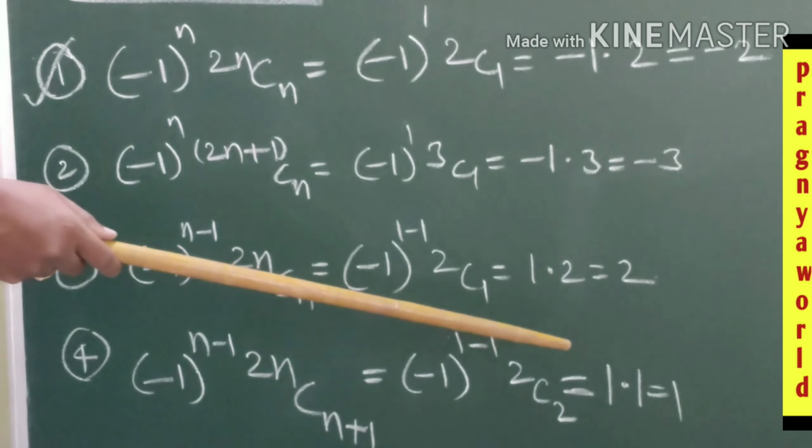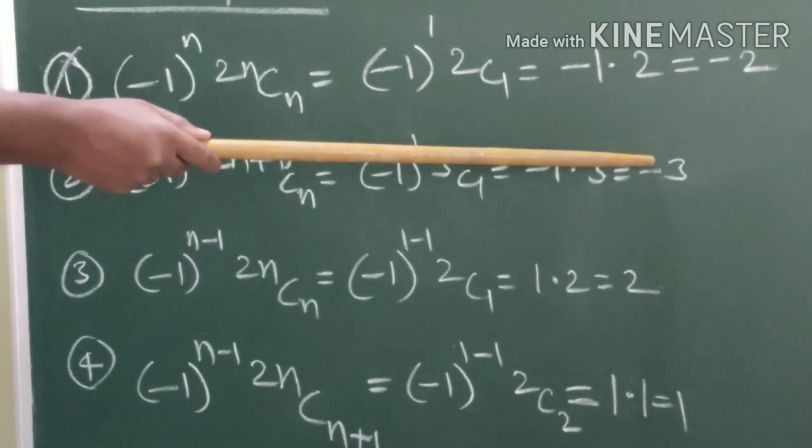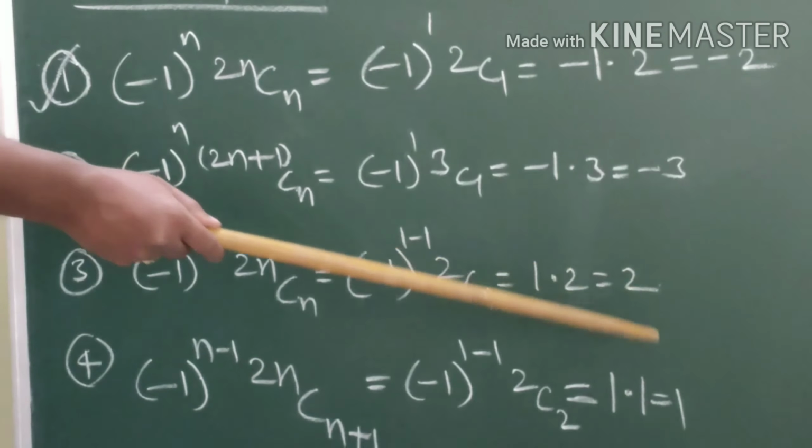Here observe the four options: minus 2, minus 3, 2, 1. Already by substituting n is equal to 1 in the given problem we got minus 2. Comparing with the four options, we get the first option is minus 2. So the first option is the right answer, and this is the solution within 30 seconds.